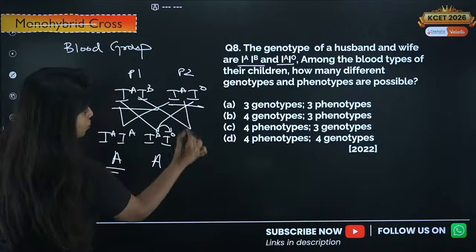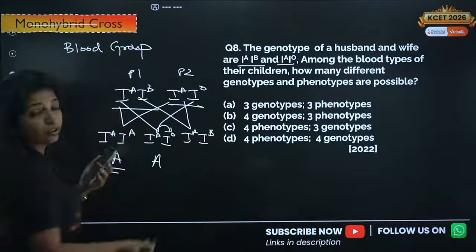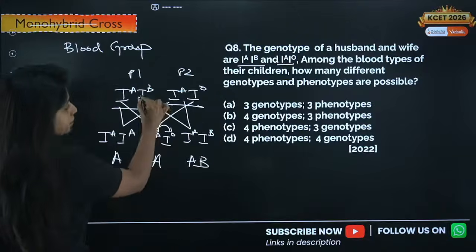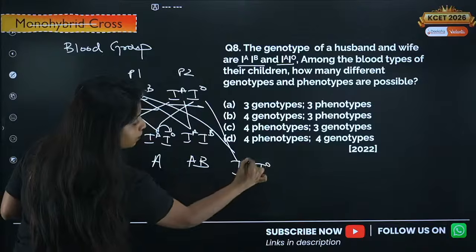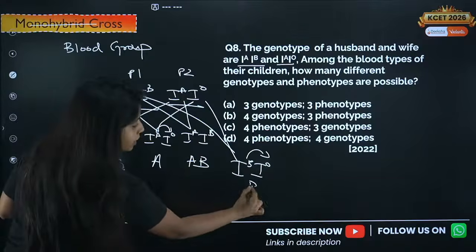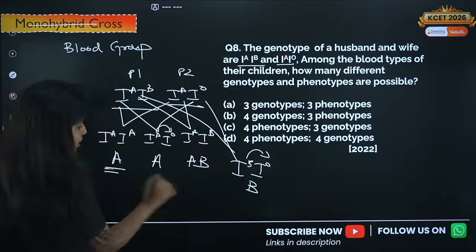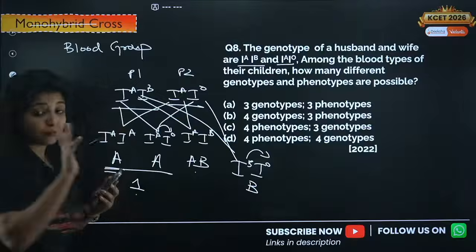Now, this and this cross, IA and IB. Here, A and B, both of them are going to show co-dominance. So, AB blood group. Lastly, IB and IO. Again, B is dominant over O, which is why here it will be B. So, how many unique phenotypes can you see? Since there are 2 A, I'll just count it as 1. 1, 2, 3. 3 phenotypes are there.